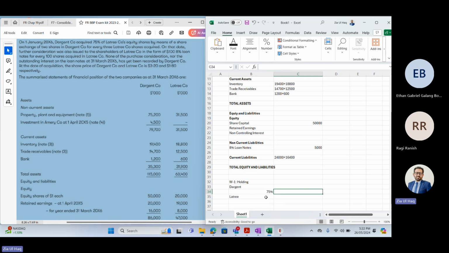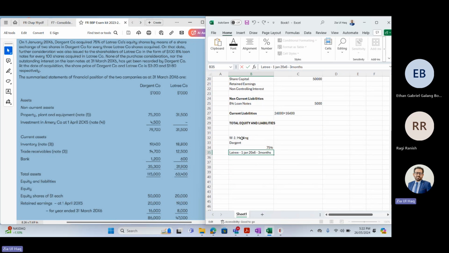So Dargent holding Latry 75% on what date? On 1st January 20x6. That is till year end, 3 months. Okay. Next, move towards working 2.